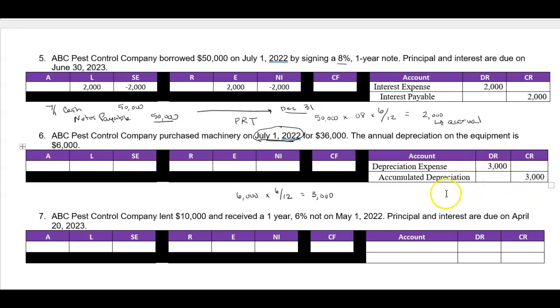All right, so $3,000, just like before. How does this impact us? Well, accumulated depreciation is a contra asset, so anytime we hit that account, it's going to take our assets down. Depreciation expense is an expense to us. Our expenses are going up. When our expenses go up, our income goes down.